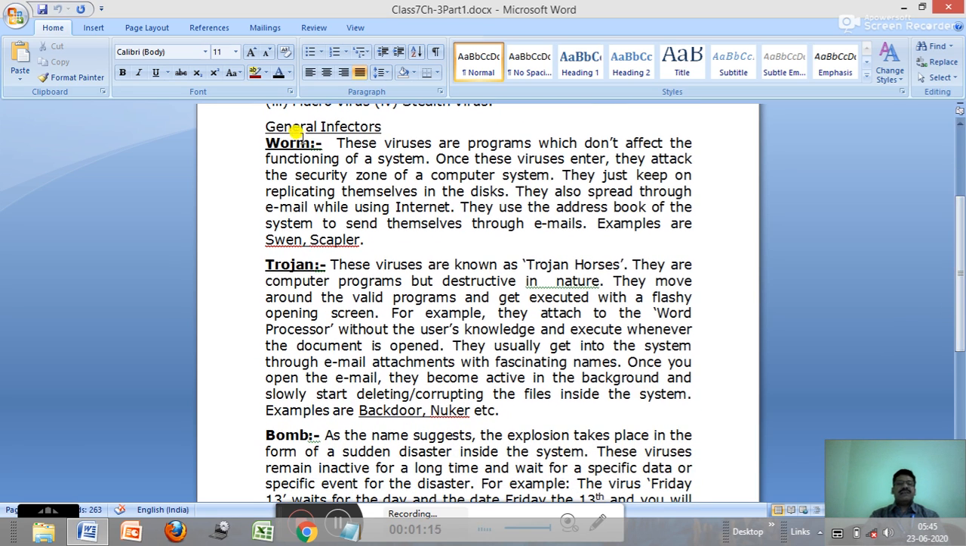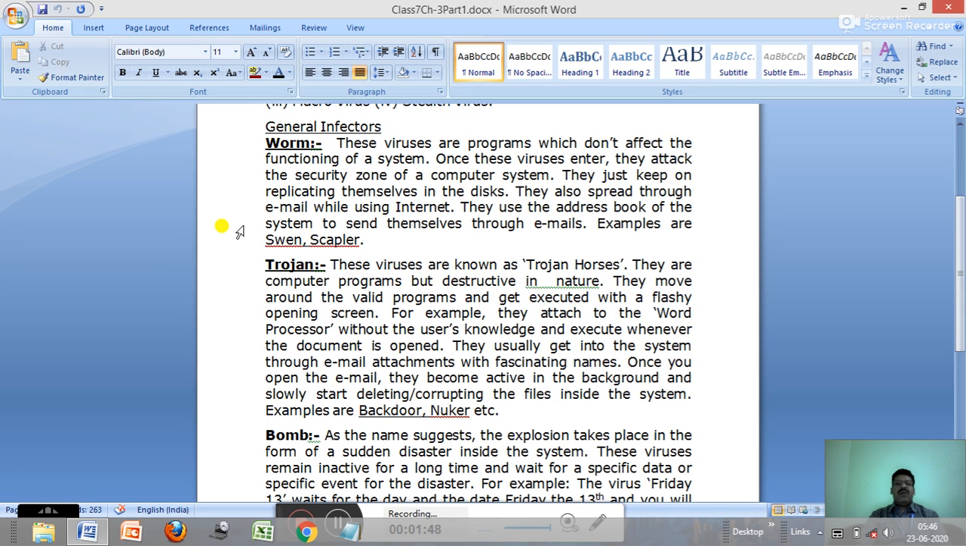The first virus is worm virus. Now what is worm virus? These viruses are programs which don't affect the functioning of the system. Functioning of the system means the computer will function in a proper way. There is no problem with the hardware part of the computer. So the system will work. Once these viruses enter, they attack the security zone of a computer system. So when they get into our computer, they attack the security part of the computer system.